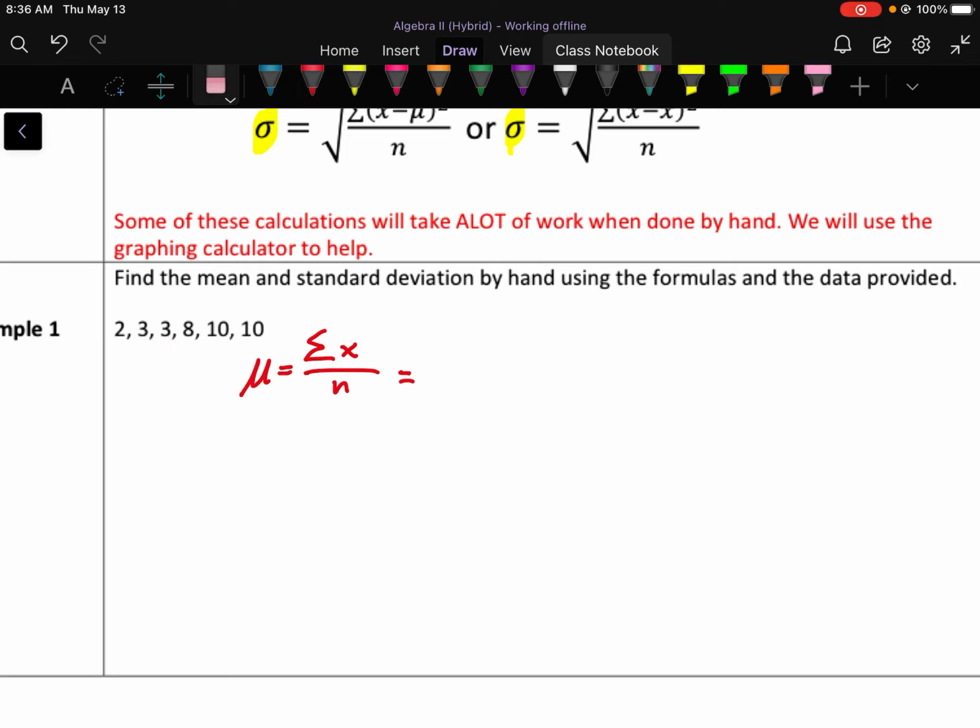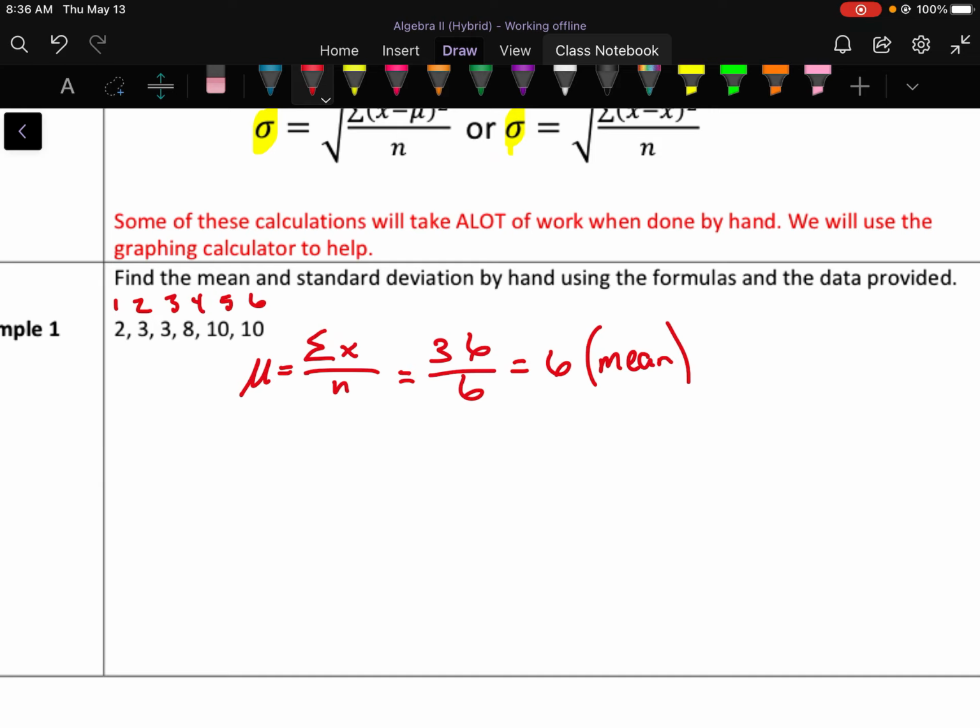So if you add up those 6 data points, 2 plus 3 is 5, plus 3 is 8, plus 8 is 16, plus 10 is 26, plus another 10 is 36. You divide by how many values you have, so 1, 2, 3, 4, 5, 6. 36 divided by 6 is 6. So your mean, or mu, is 6. That's the average of those numbers.